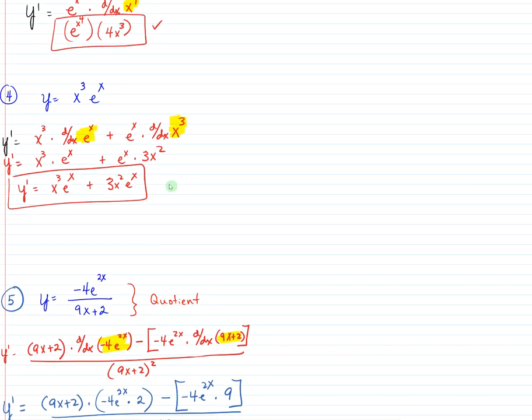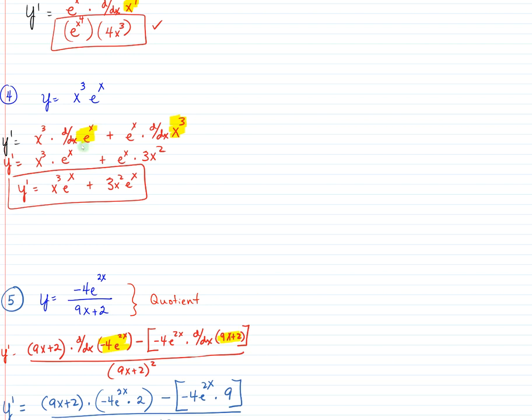Number 4, y equals x cubed times e to the x. We have to note that this is a product. So when we get ready to start, we're going to write our roadmap: first times derivative of the second plus second times derivative of the first. That's all we did, write the roadmap. Then we're going to take the two derivatives.